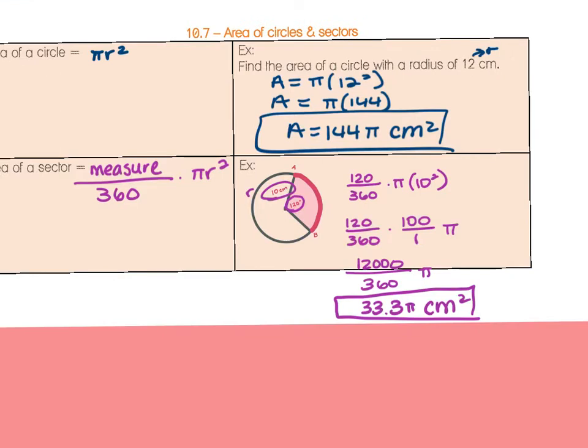So again, we did 120, because that's the measure of the arc, over 360, times pi times the radius, which is 10 squared. I pushed the pi to the end and squared the 10, so it's 100 over 1. Multiplied 120 times 100, and that's 12,000. Put it over 360 and let your calculator divide 12,000 by 360, and you get 33.3 pi centimeters squared.